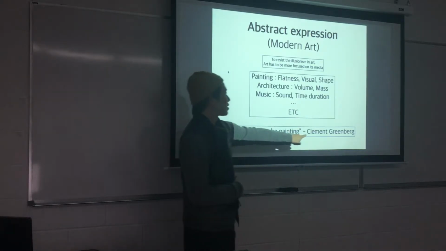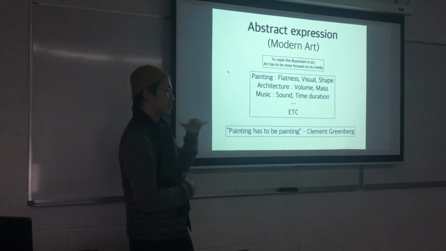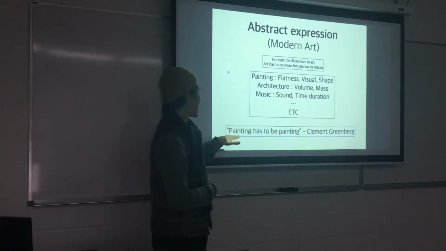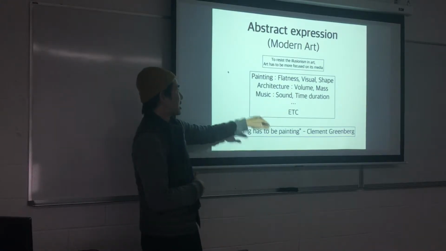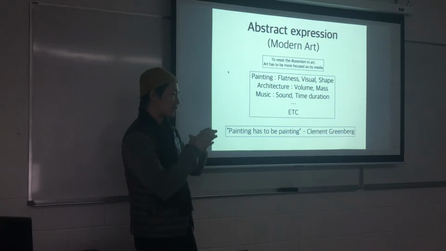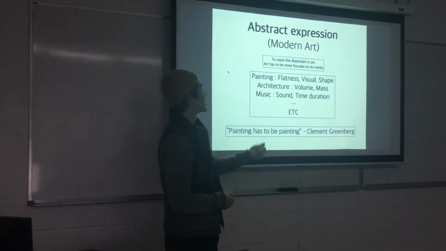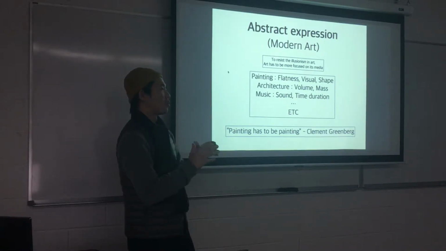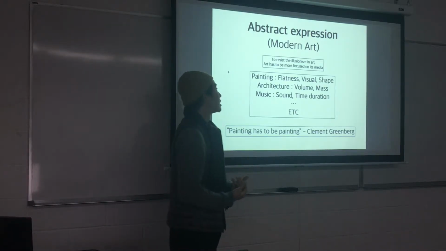Like Clement Greenberg, he's a huge art critic and art theorist in the modern period, and he represented this in his quote that painting has to be painting. And also in architecture, they had to focus on volume and mass. And also in music, they had to focus on the sound and the time. So pretty much in this period, all art forms and art mediums were doing this to represent their values in the world.